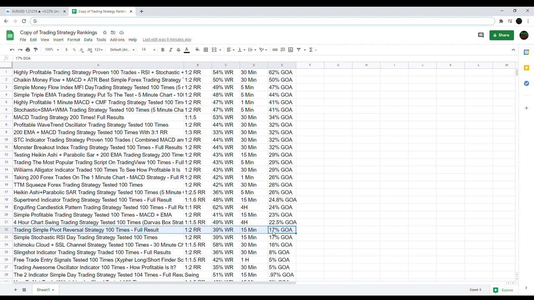But this is essentially just like taking random entries in the direction of the trend with a little bit of money management. You know, you're probably going to get a similar result if you're just taking entries based on how you feel. Probably do better doing that than you would with the pivot reversal strategy, as long as you're still just taking entries on how you feel in the direction of the trend and with a little bit of money management. So, you know, it's pretty worthless, and yeah, that's how I feel about it.